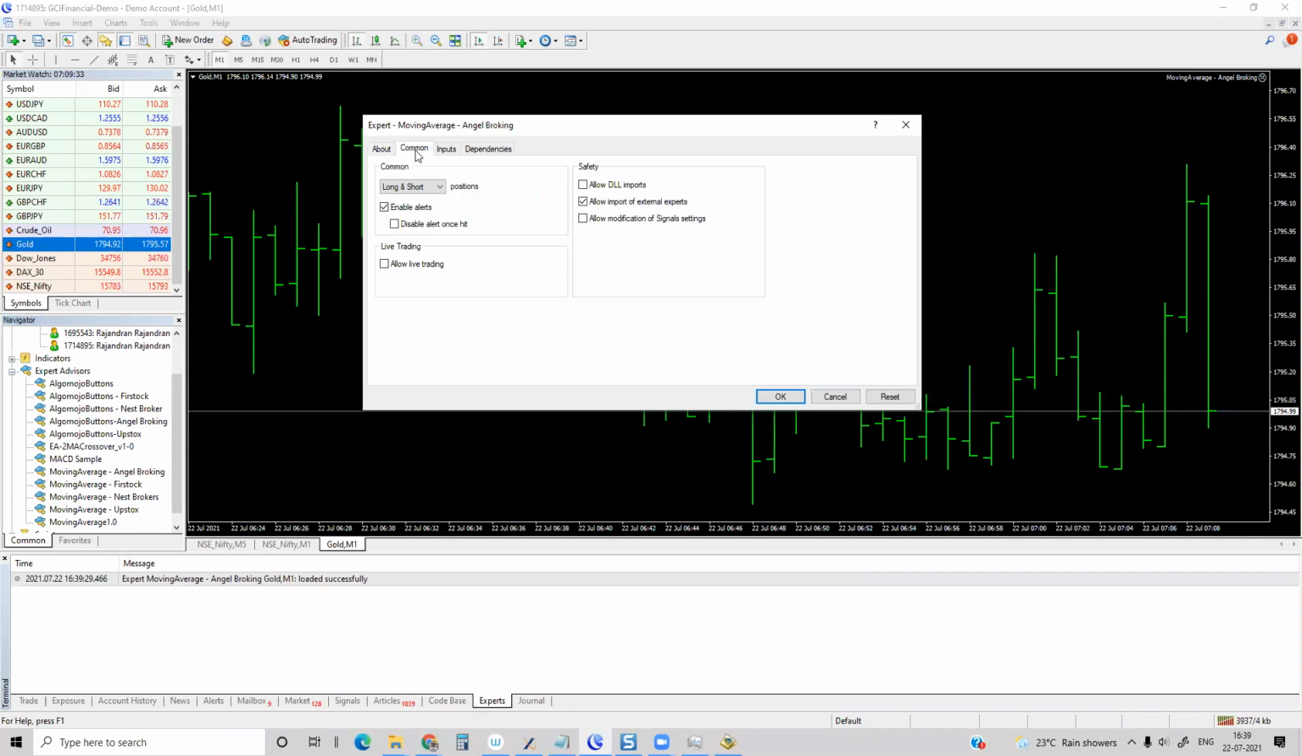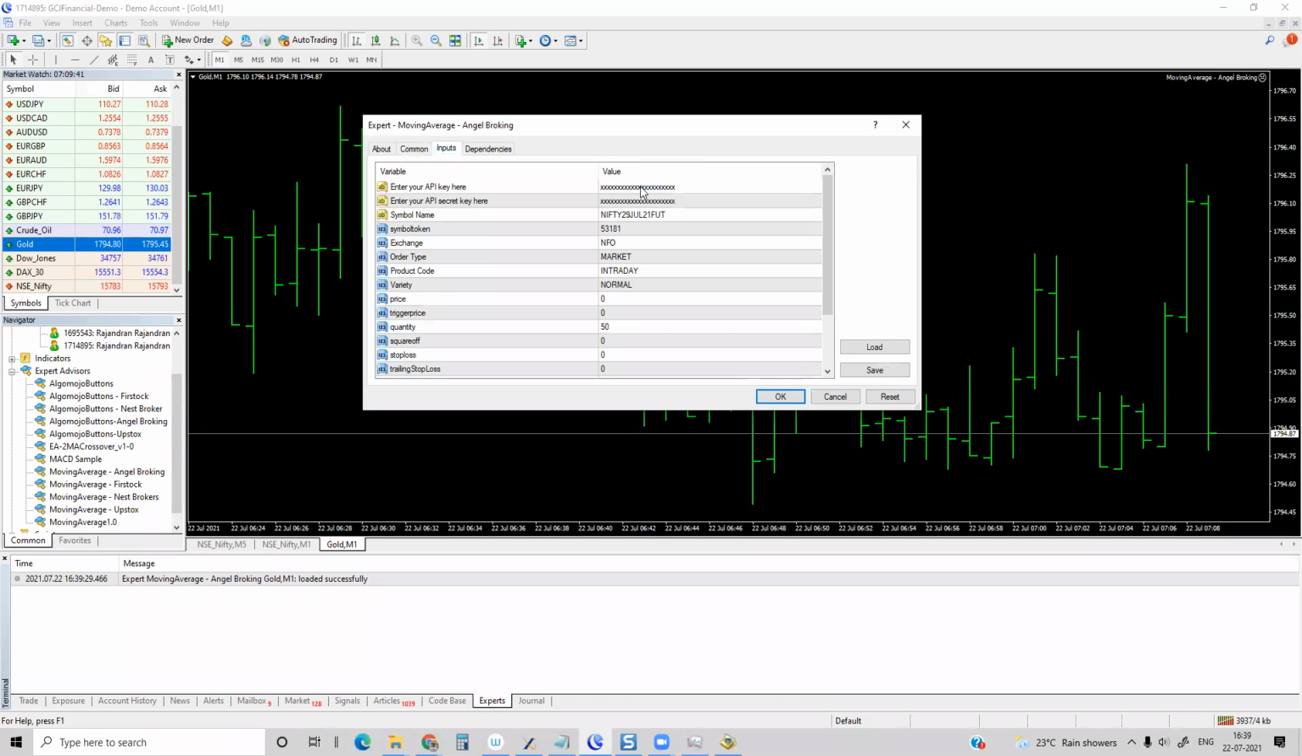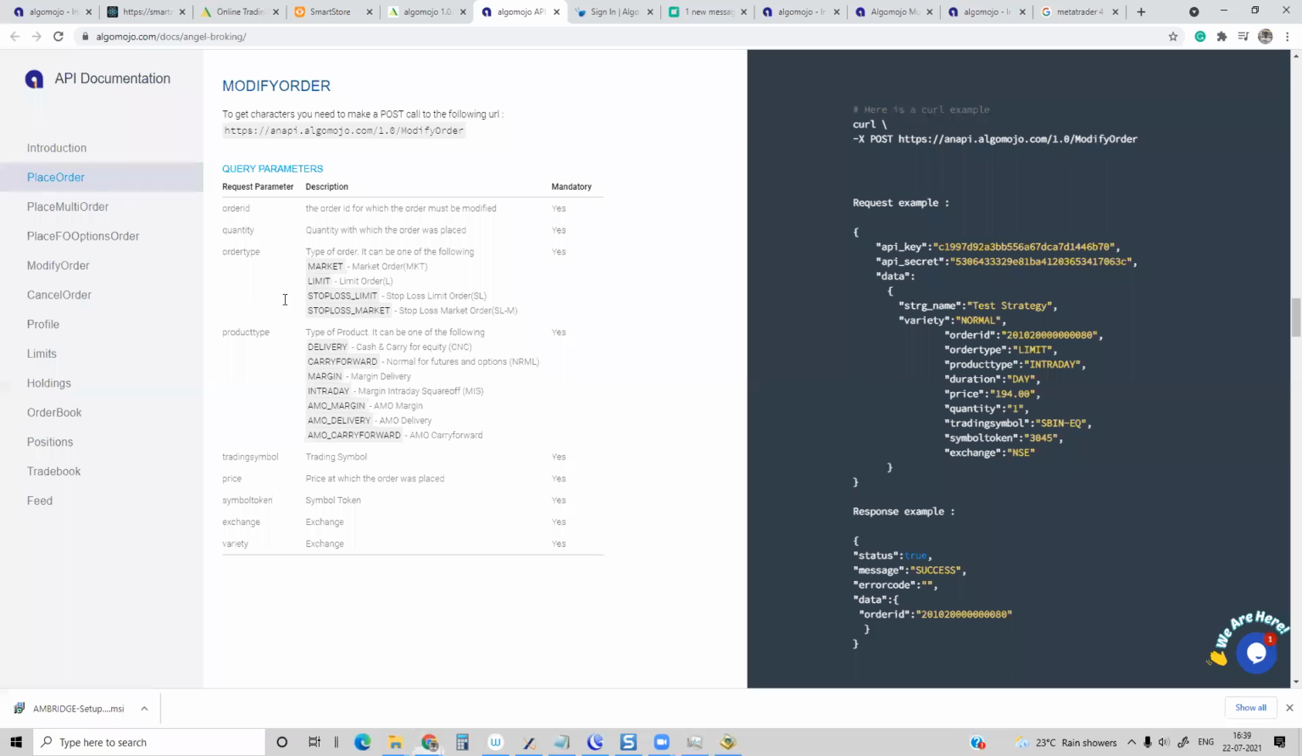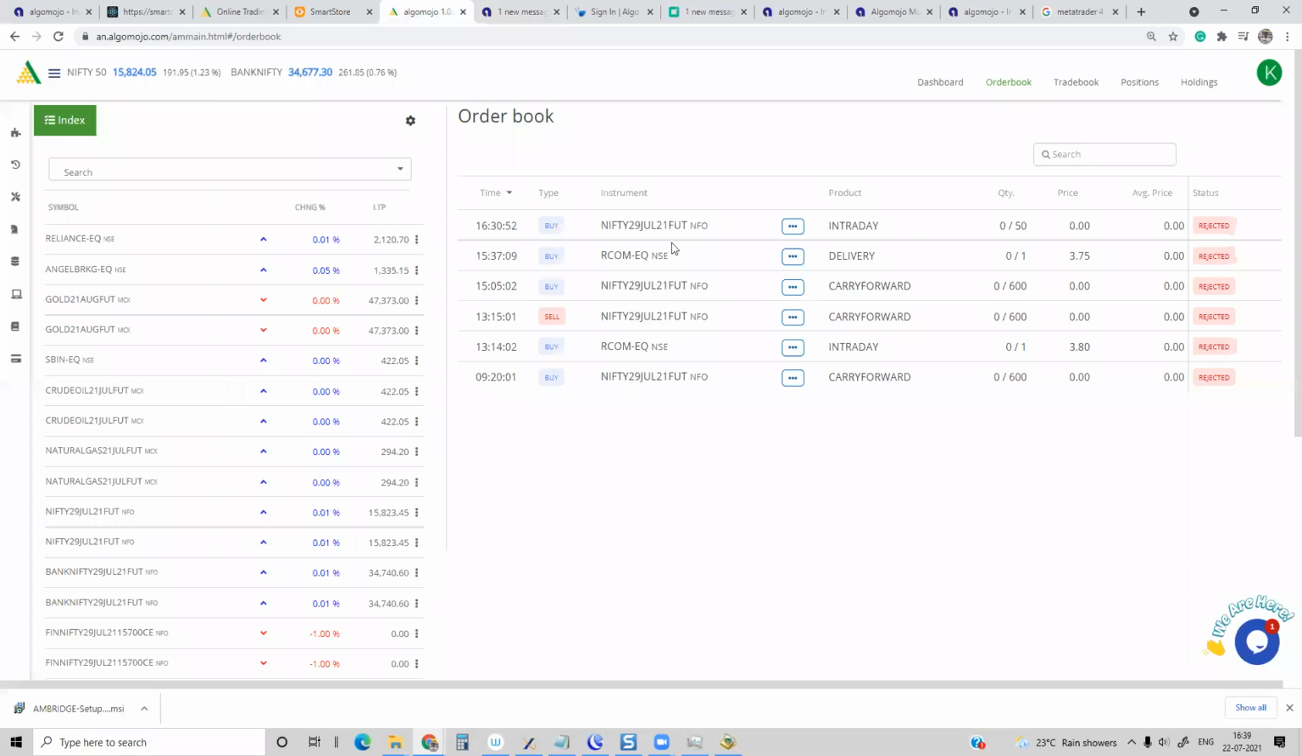Okay, I'll enter as usual, I'll go to the common tab, enable allow live trading and allow DLL imports, and then I'll go and enter the inputs over here. I have to enter the API key and API secret key. Let me go to the application. From here, I'll go to the my API key section. I'll get the API key and API secret key.